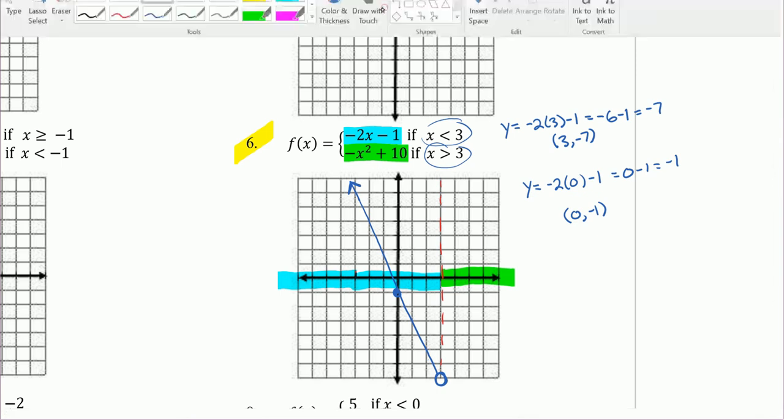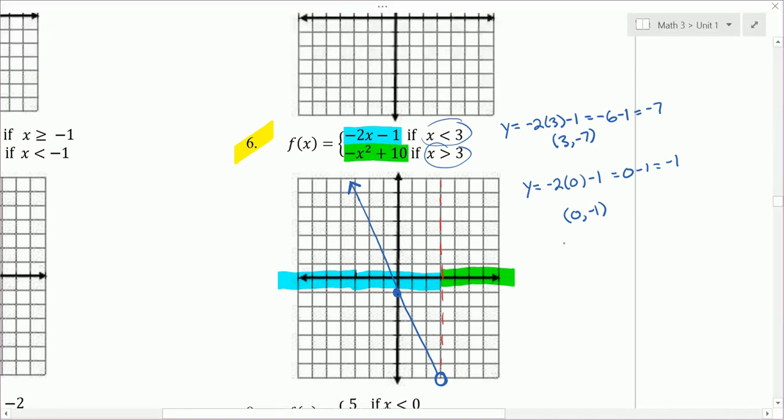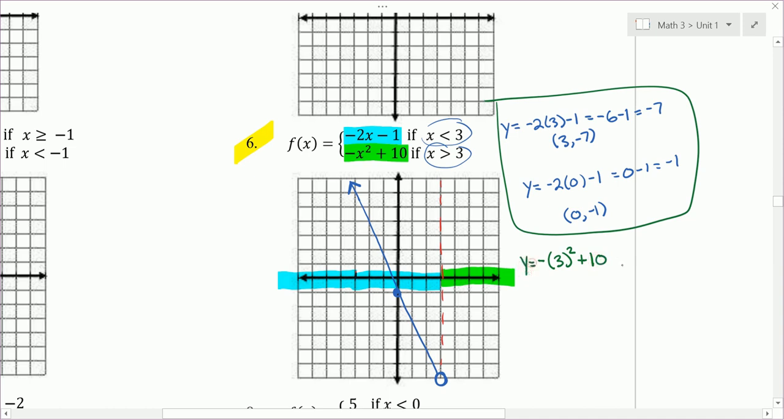Second piece, I'll do in green. I need to plug in a 3 into the second equation. So negative 3 squared plus 10 is going to give me negative 9 plus 10, which is 1. So (3, 1), and open circle again because it's not equal. So that's where it hits the boundary line.